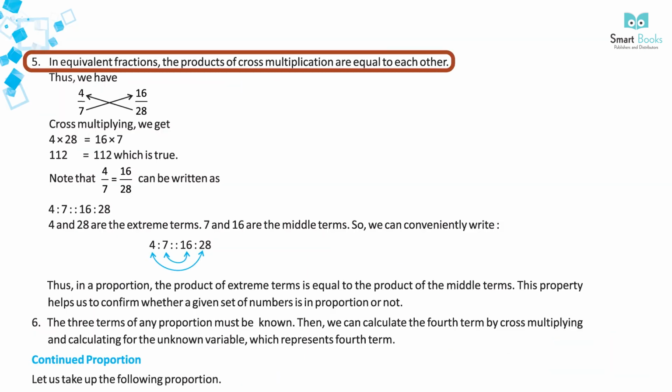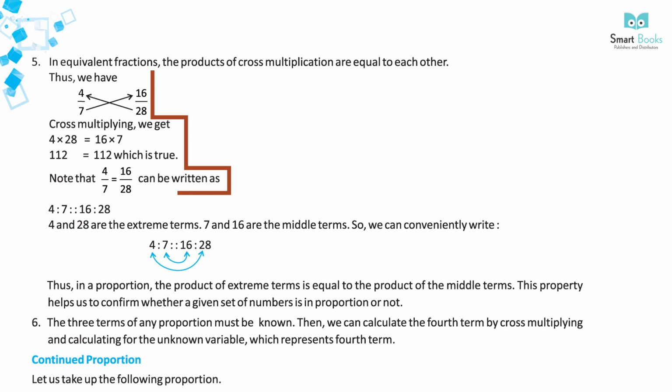5th, in equivalent fractions, the products of cross multiplication are equal to each other. Thus, we have 4 upon 7 and 16 upon 28. Cross multiplying, we get 4 into 28 equals 16 into 7. 112 equals 112, which is true.